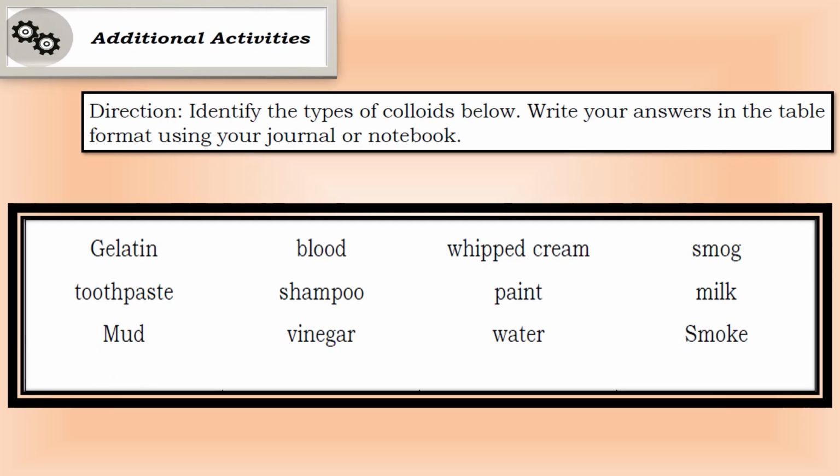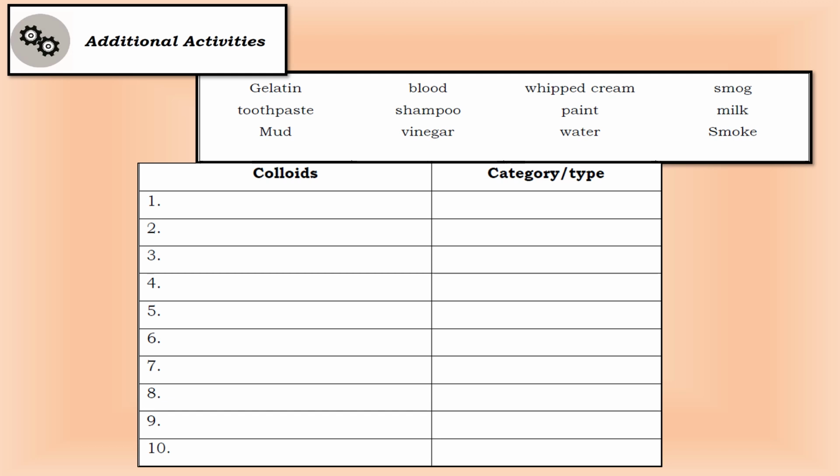Okay, you have to identify the types of colloids below. Write your answers in the table using your journal notebook. So these are the words: gelatin, toothpaste, mud, blood, shampoo, vinegar, whipped cream, paint, water, smog, milk, and smoke. Okay, you have to write your answers in this table. Colloids and what category or type. Example number 1, gelatin, what category or type of colloid gelatin is, and so on and so forth.